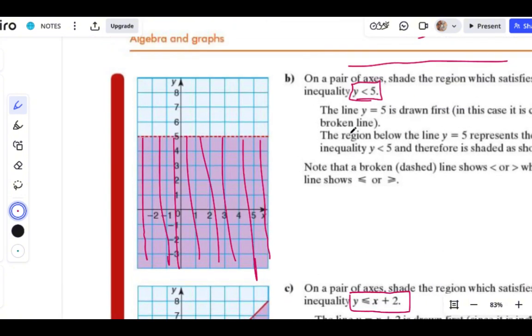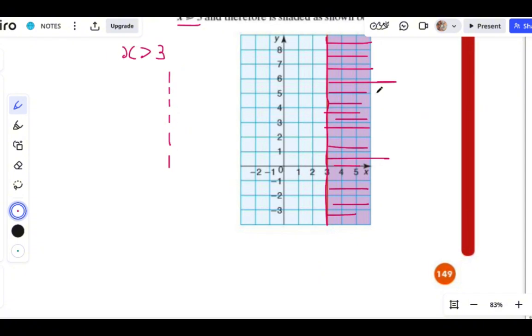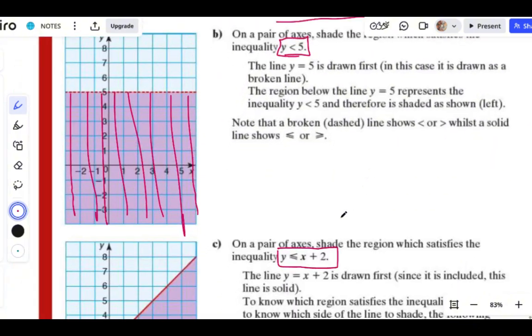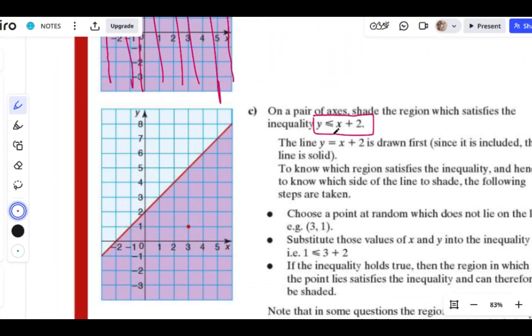Well, for these ones they are easy because they just say y is less than 5. So on the y-axis, draw a line across 5, a broken line. For this one, they say x is greater than or equal to 3. Just go to 3 on the x-axis and draw a solid line across it. So these first two are easier, but the third one we're about to look at is a bit more complicated.